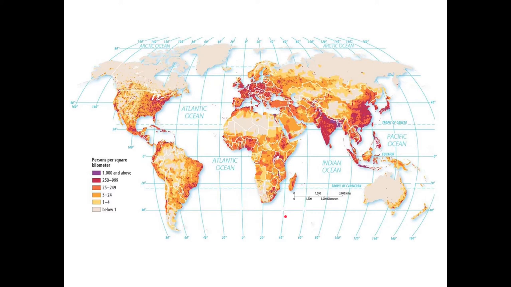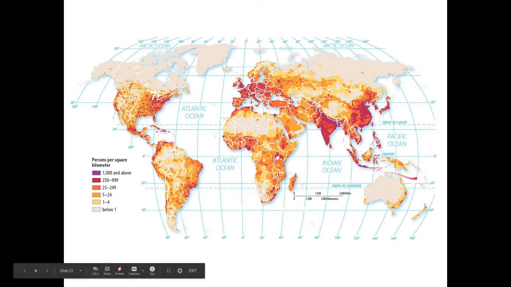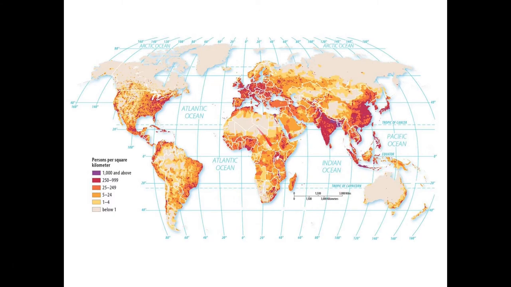But you can see there's lots of places where there just aren't people. Australia, the Sahara, the Kalahari and Namib deserts, the Amazon rainforest, the frozen parts of Canada and the United States, and Greenland and Iceland and Russia. Just too cold. Australia, the Sahara, and the Kalahari desert. Just too dry.